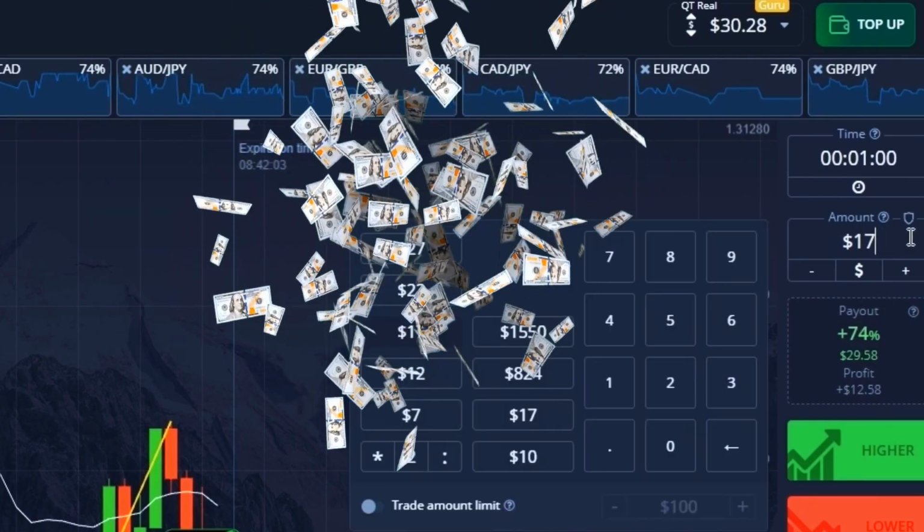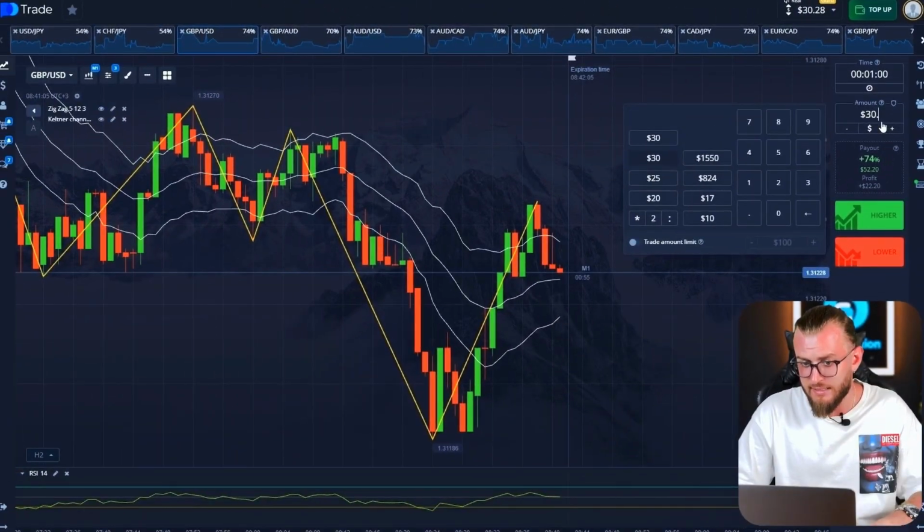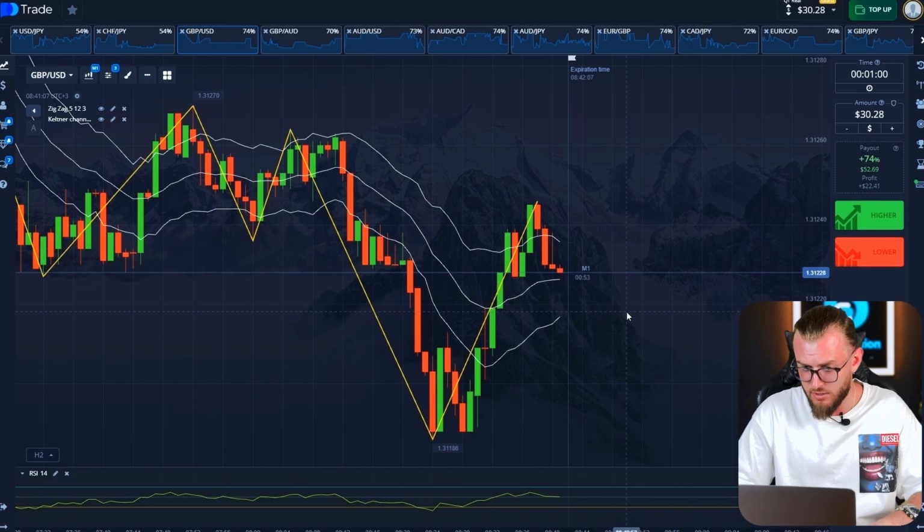Meanwhile, we are closing the second deal in profit. For now, let's stay on this same chart. I see a small potential.